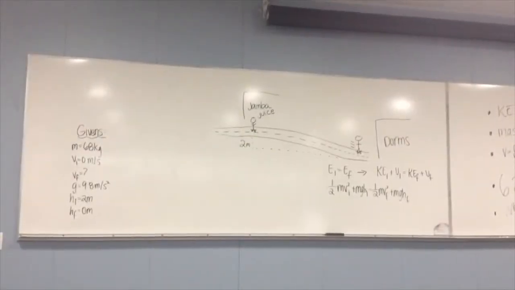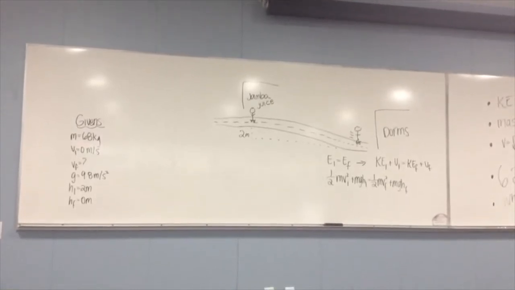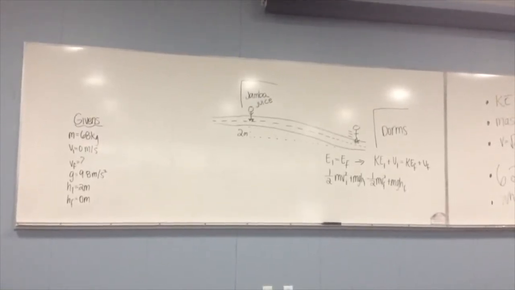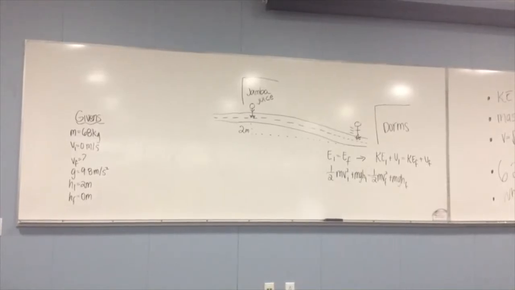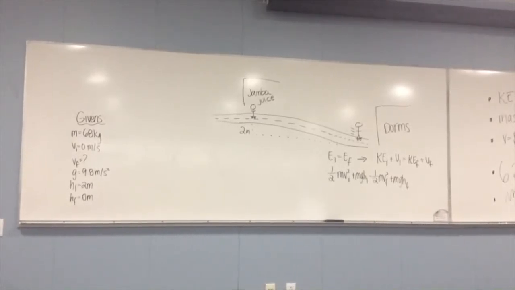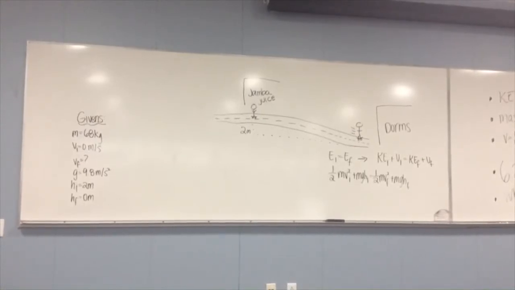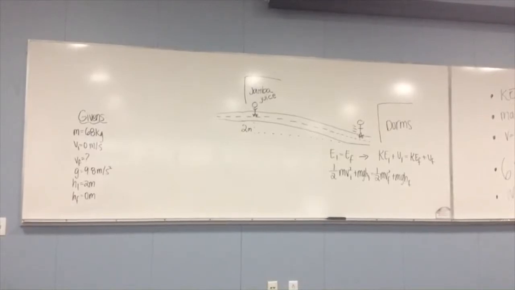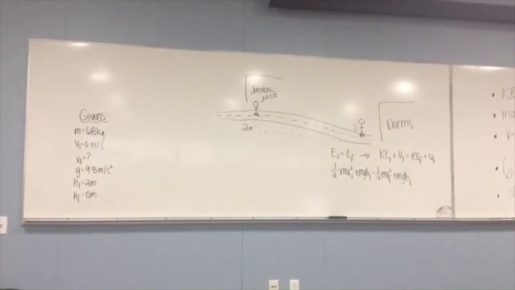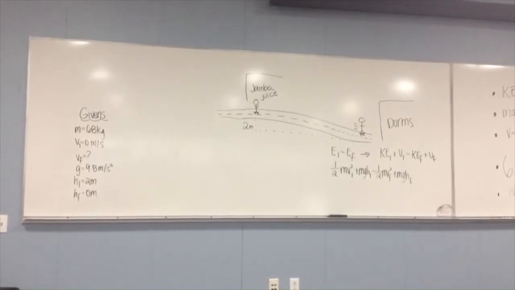The illustration shows the path of the skateboarder as he is at the top of the hill next to the Jamba Juice and skates downward towards the freshman dorms. The givens are: the mass of the skateboarder is 68 kilograms, his initial velocity is 0 meters per second. The final velocity we do not know. The gravity acting on the skateboarder is 9.8 meters per second squared. His initial height is 2 meters, the final height is 0 meters, and we assume that friction is negligible due to the wheels on the skateboard.